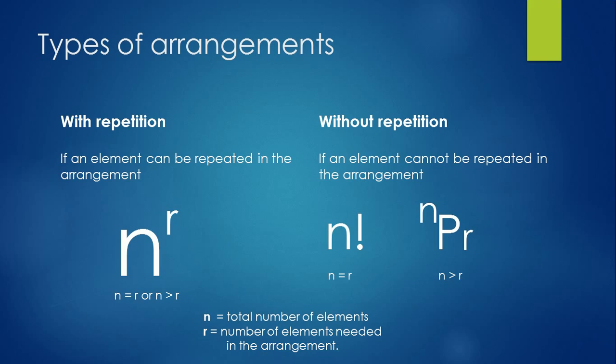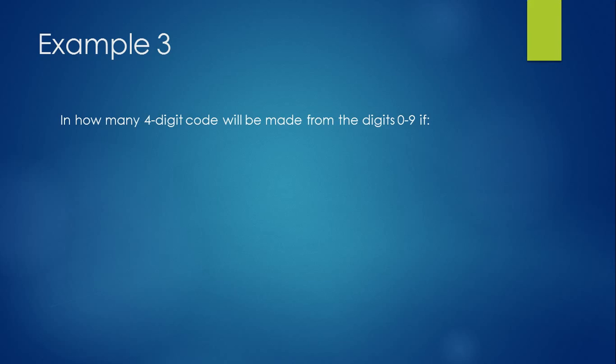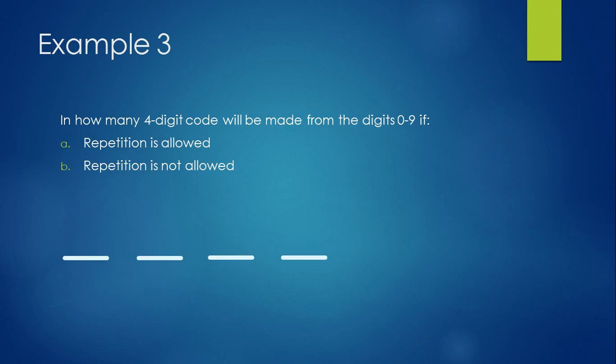Let's try this example. How many 4-digit code will be made from digits 0 to 9 if A. Repetition is allowed, and B. Repetition is not allowed? The code is a 4-digit code, so there will be 4 places. I have 10 elements for the first position. I can have 10 arrangements. For the second position, since repetition is allowed, I can have 10 arrangements. And for the third and fourth position, as well, 10 arrangements. These are dependent events, so we'll multiply. 10 times 10 times 10 times 10 equals 10,000.